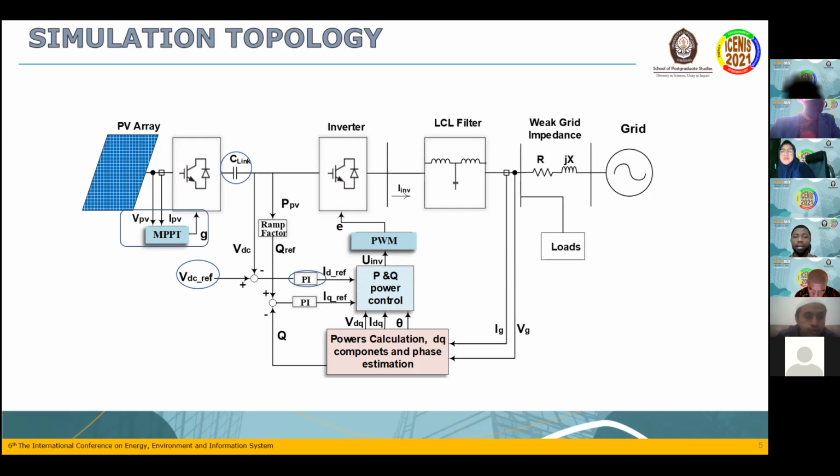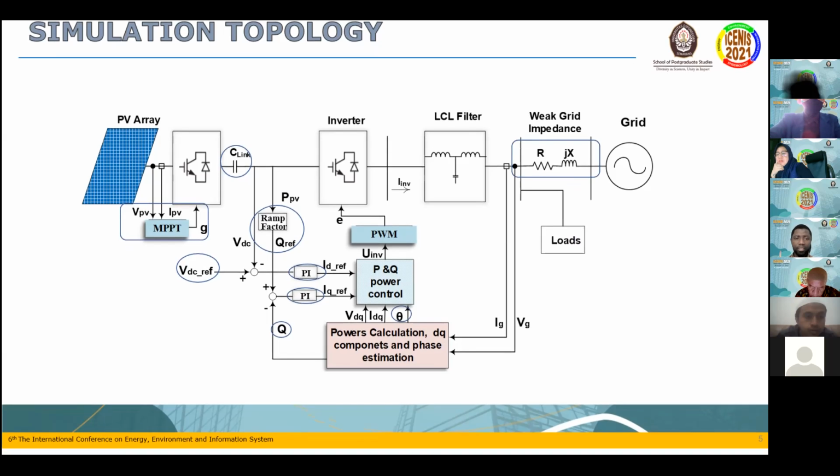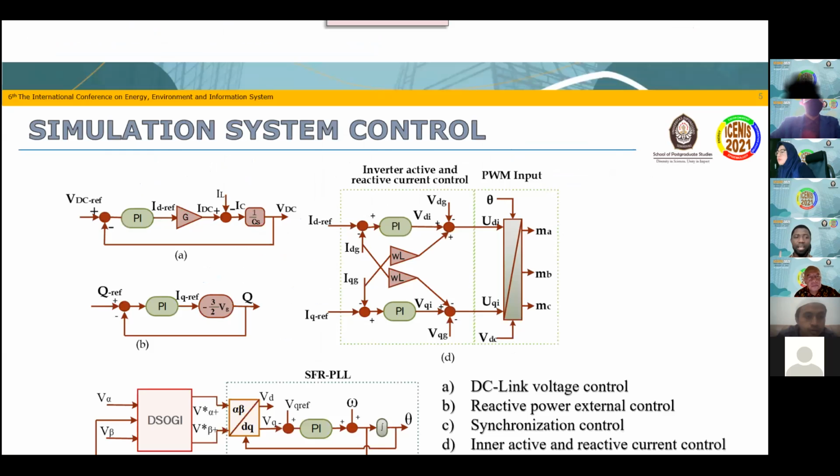The reactive power is extracted from the PV through a ramp factor, as we can see, and this power is delivered to the grid through the external reactive power control. Now, these powers are synchronized to the grid with the help of a PLL, phase-locked loop, and this entire system is a weak grid based on the short circuit ratio and the reactance-to-resistance ratio determined by the grid impedance.